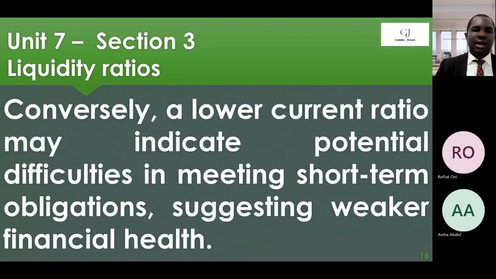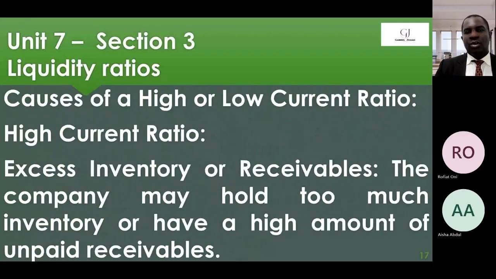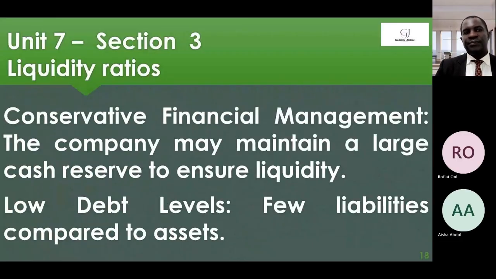But when you have a lower ratio, maybe lower than once, it indicates potential difficulty in meeting short-term obligations, suggesting weaker financial health. What causes a high or low current ratio? Excess inventory or receivables. The company may hold too much stock, which is inventory, and have a high amount of unpaid receivables, talking about credit sales or high debt outside. You issue out credit and you've not recouped the money after the agreed period. And that's what unpaid receivables are all about.